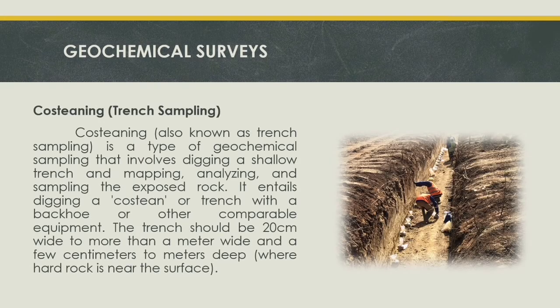Costaining or trench sampling. Costaining, also known as trench sampling, is a type of geochemical sampling that involves digging a shallow trench and mapping, analyzing, and sampling the exposed rock. It entails digging a costine or trench with a backhoe or other comparable equipment. The trench should be 20 cm wide to more than a meter wide and a few centimeters to meters deep, where hard rock is near the surface.